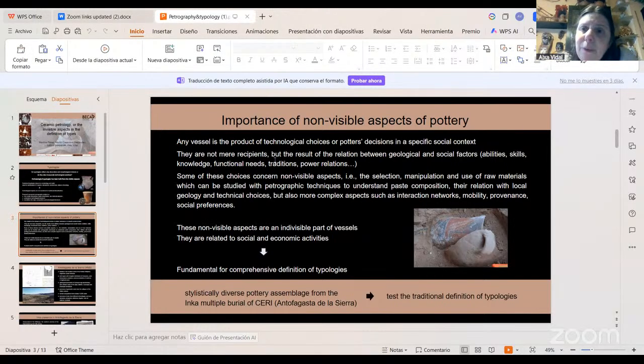To prove this, we are going to present a case study that we are studying in Antofagasta de la Sierra. That's a stylistically diverse pottery assemblage from an Inca burial place called Casa Eladio Reales I, that's SER 1. It would allow us to test the traditional definition of typologies that we have previously done.